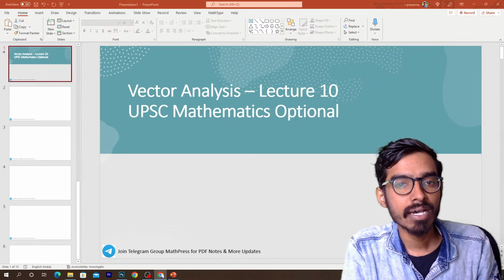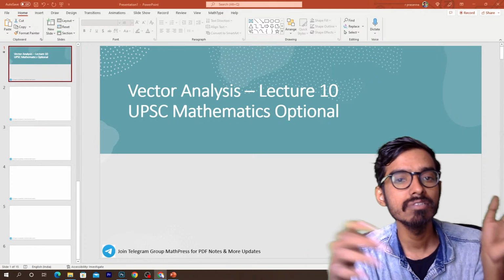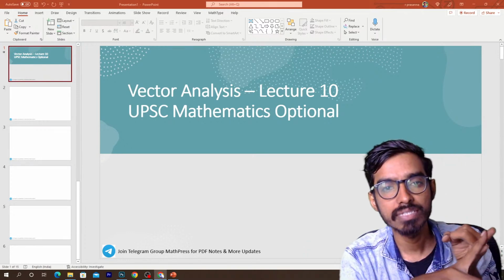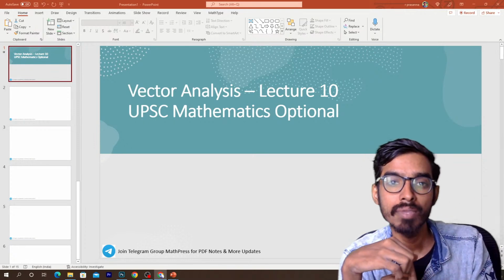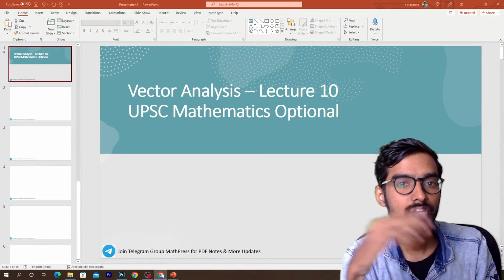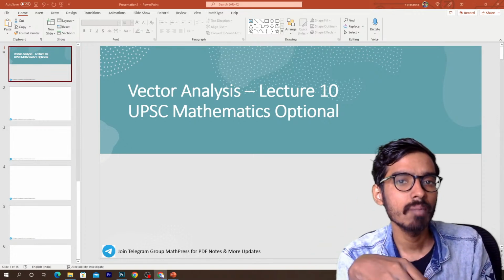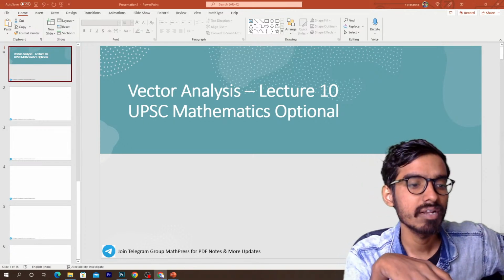In the next class onwards, we're going to move on to the core topic of vector analysis. That is, we are going to see 3 theorems: Gauss divergence theorem, Stokes theorem, Green's theorem. We will take each theorem and solve many problems on each. After finishing those 3 theorems, almost 90% is completed. Only one topic is left, which is curves, curvature, and the Serret-Frenet formulas.